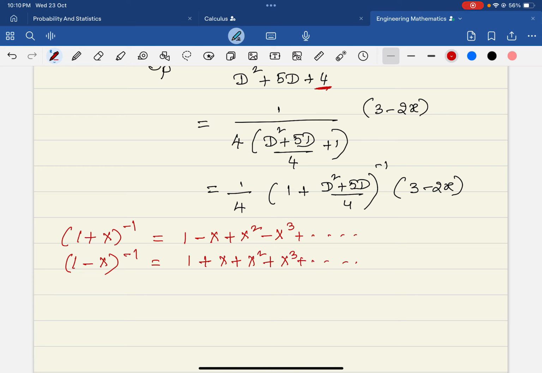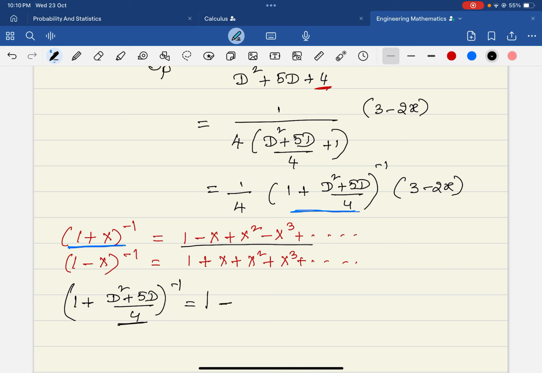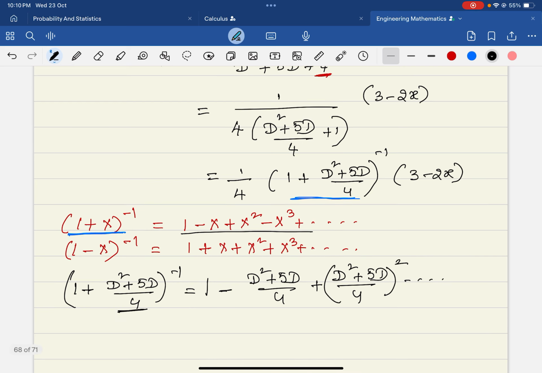Now in this case the part we are considering, 1 plus D square plus 5D by 4, relates to this particular formula. So we are going to expand this accordingly: 1 plus D square plus 5D by 4 the whole power minus 1. In the place of x you have this one. So let us expand it: that is 1, in the place of x you have D square plus 5D by 4, plus D square plus 5D by 4 the whole square and so on. This is an infinite series.